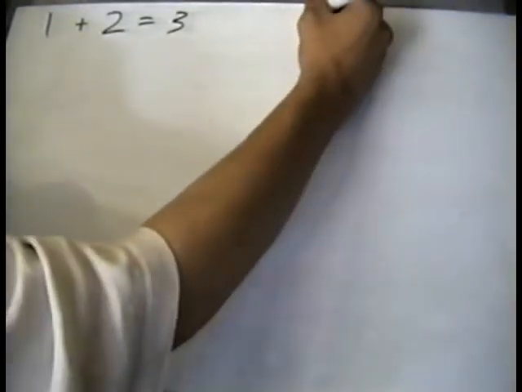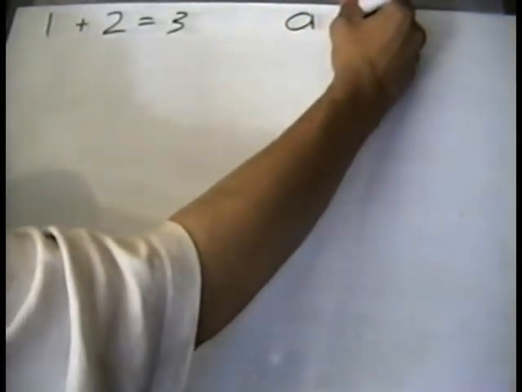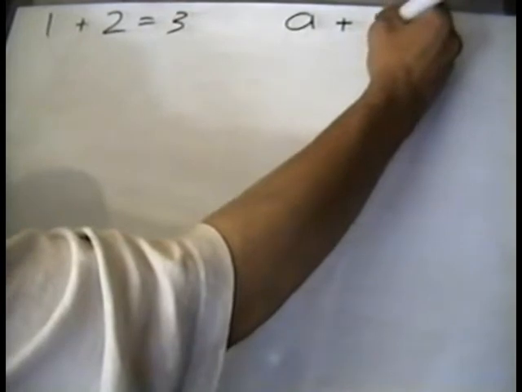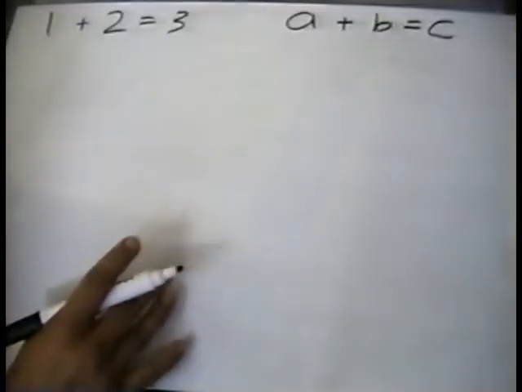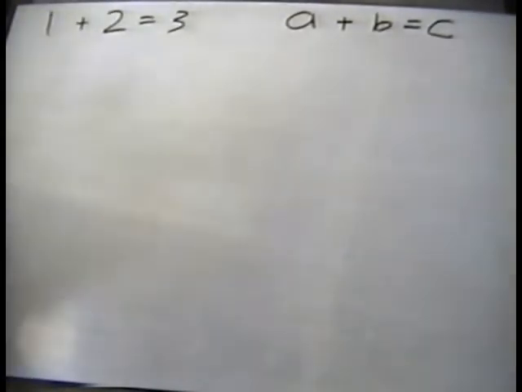1 plus 2 equals 3. Now we're going to, while I'm showing you how we're working with 1 plus 2 equals 3, we're going to do A plus B equals C.